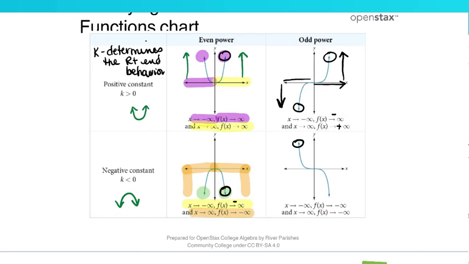So, let's look at this one. As x approaches negative infinity, f of x approaches infinity, positive. So this was a major typo on this PowerPoint, so I'm fixing that. And that's if the k is negative. And as x approaches infinity, f of x approaches negative infinity. Okay, so you can use that chart to help you. I usually just draw it out, and that helps me to figure out what the end behaviors are.